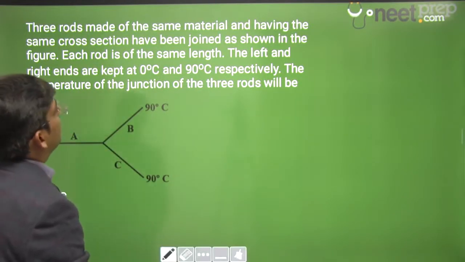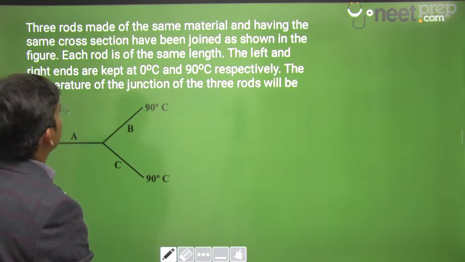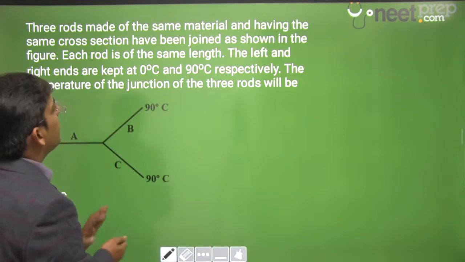Three rods are made up of the same material and having the same cross-section area.